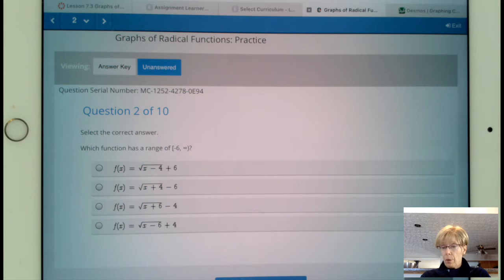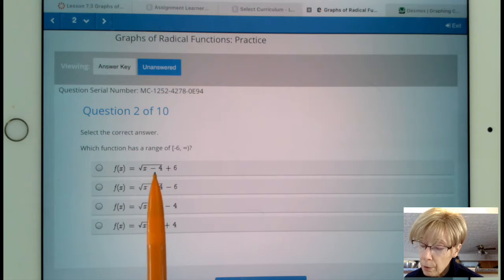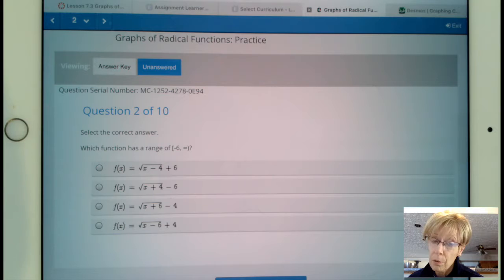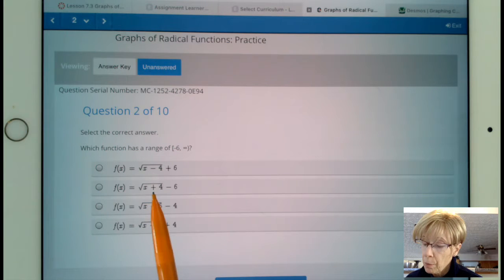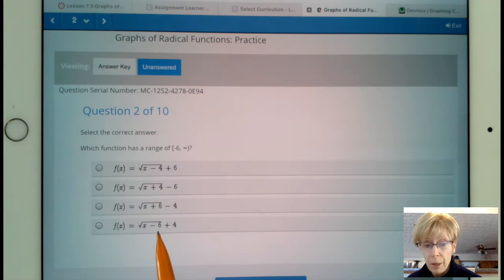I do want to point out just a couple things here that might help later. -4 here means that we're going to move to the right 4, and +6 means that we move up 6. +4 means that we're going to move left 4 and down 6. +6 means that we're going to move left 6 and down 4. And that's actually what I call the starting point on the graph. And this bottom one here, -6, means that we start when we go right 6 and up 4.